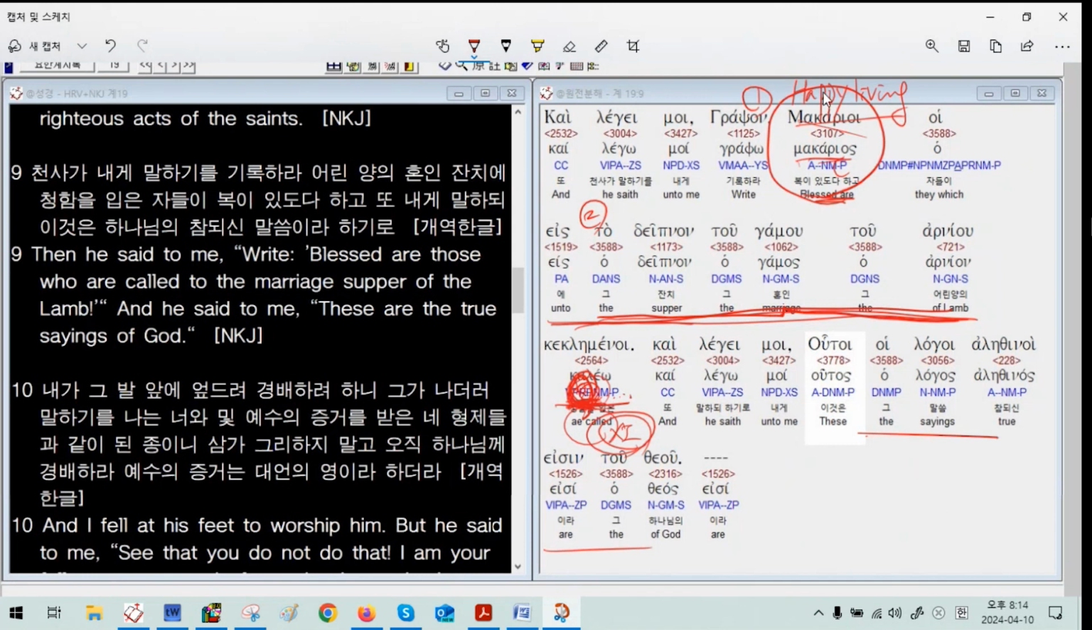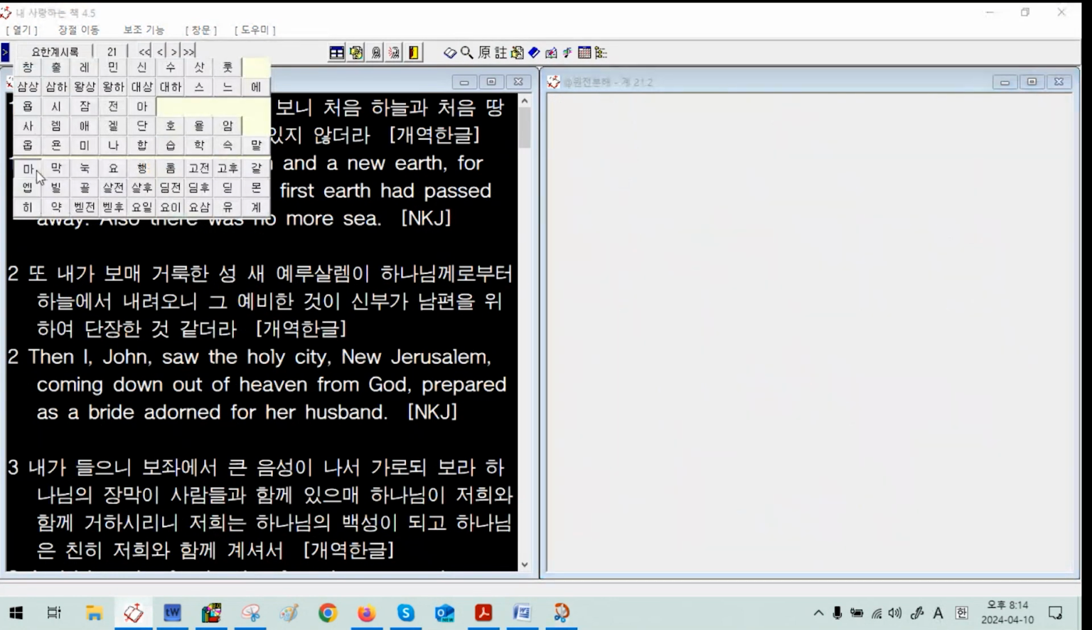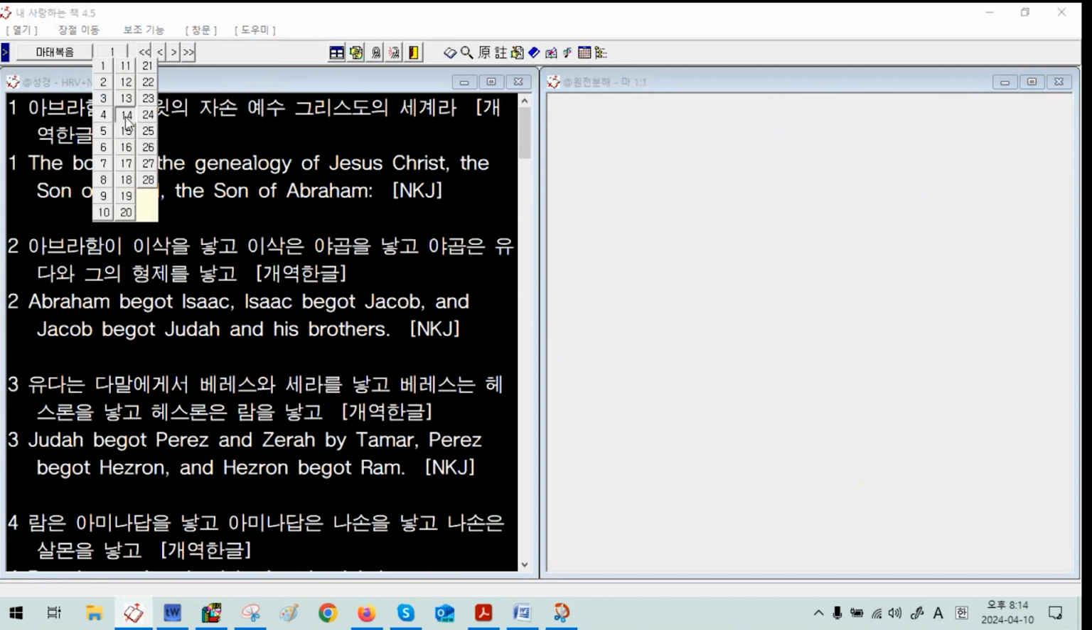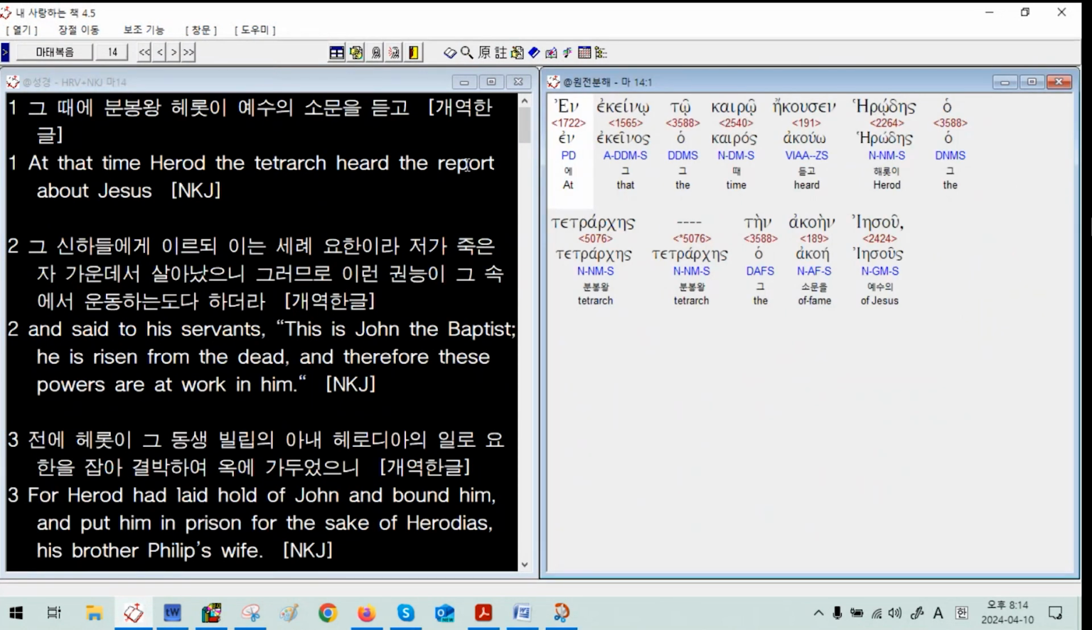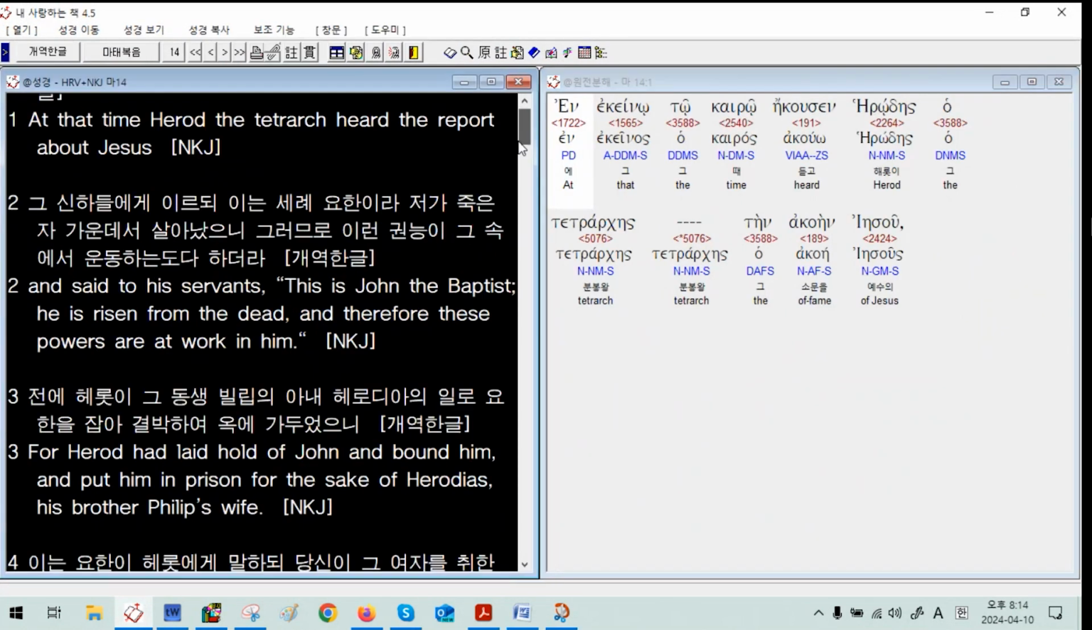Then the happy living is Makarios, but there is another blessed translation in the Greek word. When you go to Matthew chapter 14, for example, 14 verse 19.